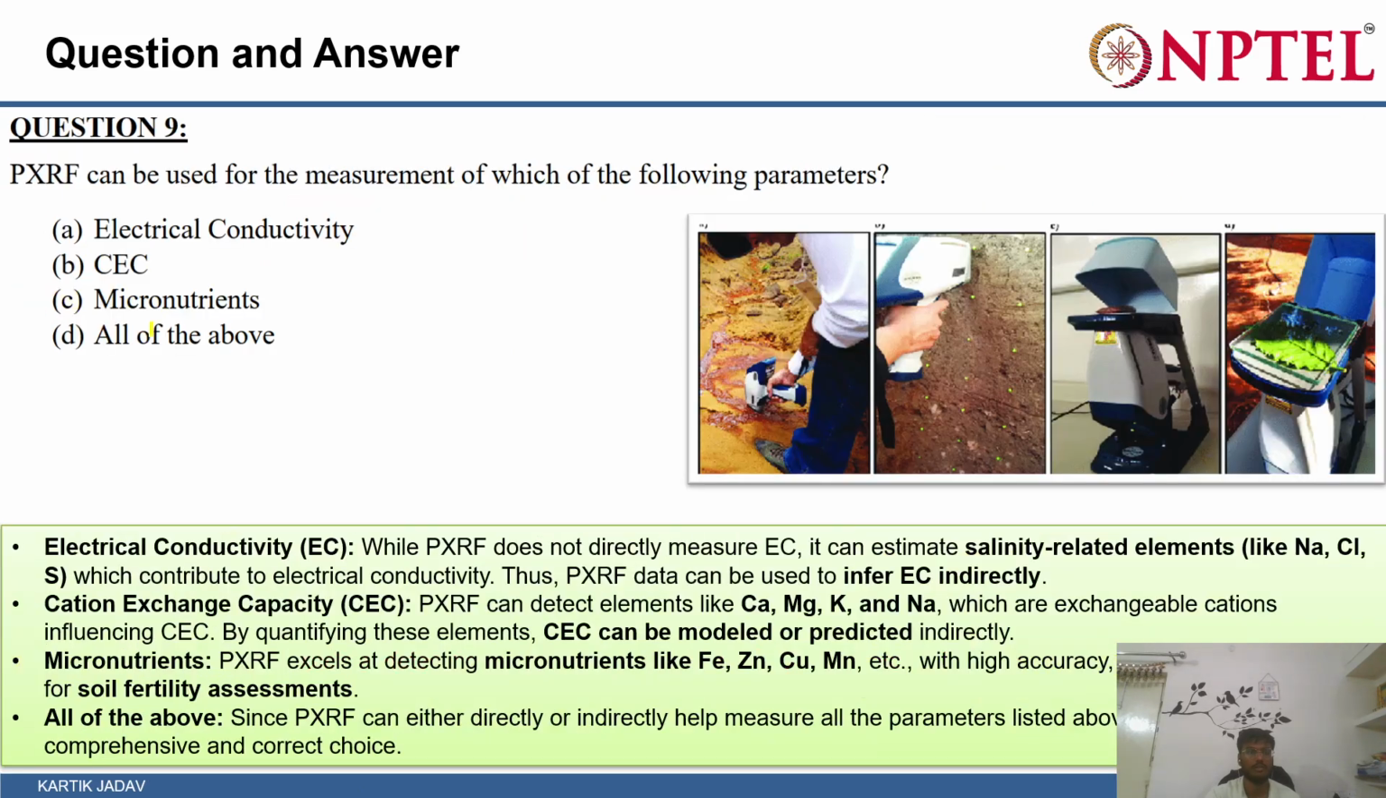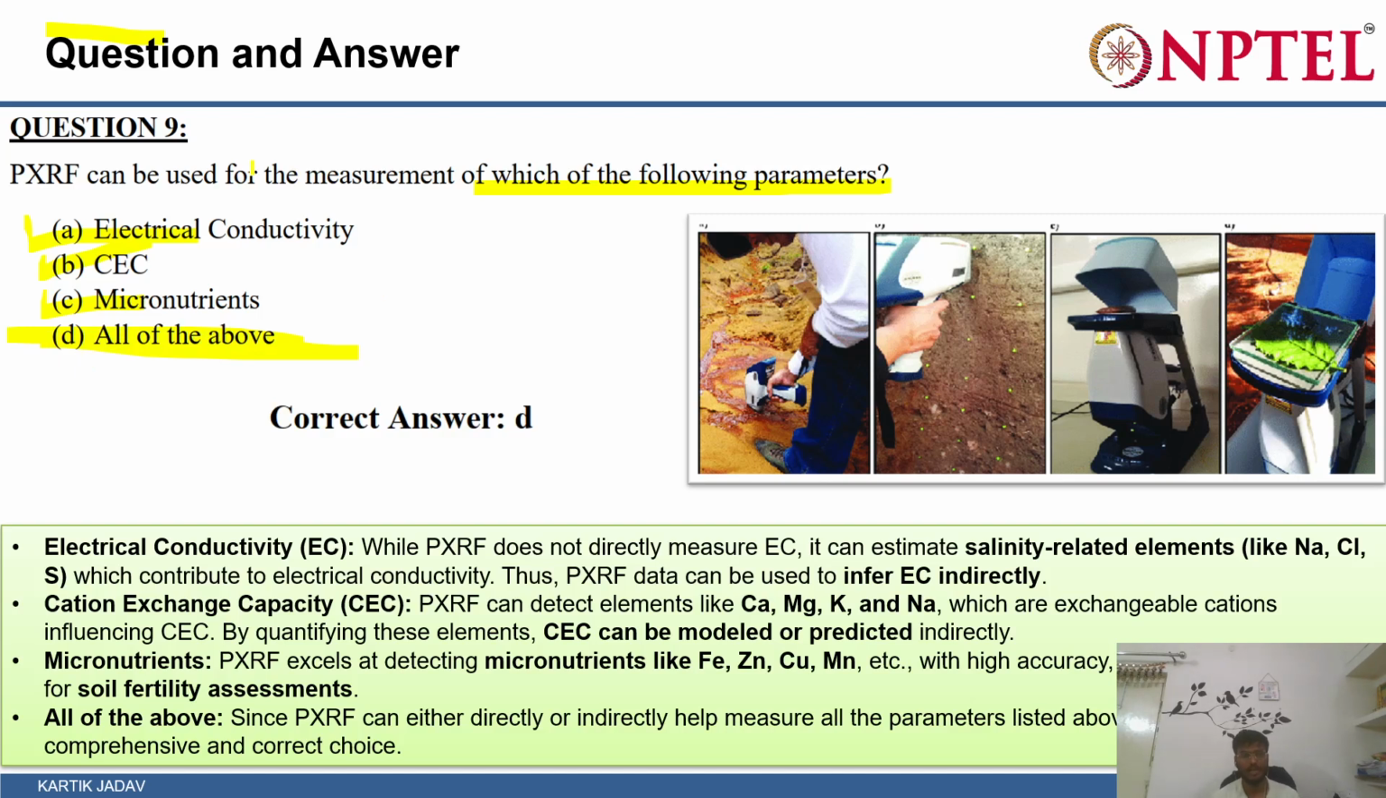So the correct answer is option C. Question number 9. PXRF can be used for measurement of which of the following parameters? We know that portable X-ray fluorescence can help us to measure electrical conductivity, cation exchange capacity, as well as micronutrients. So all of the above is the correct answer for XRF.